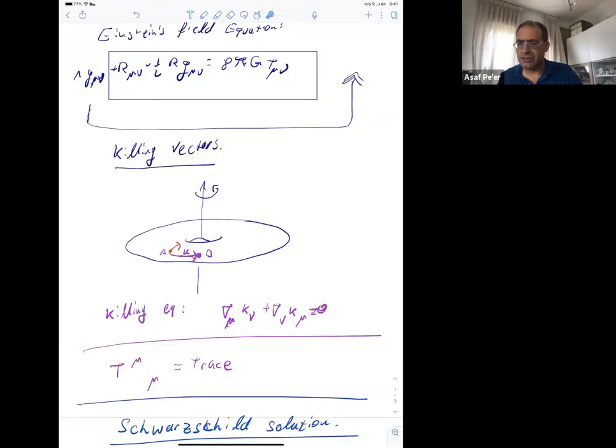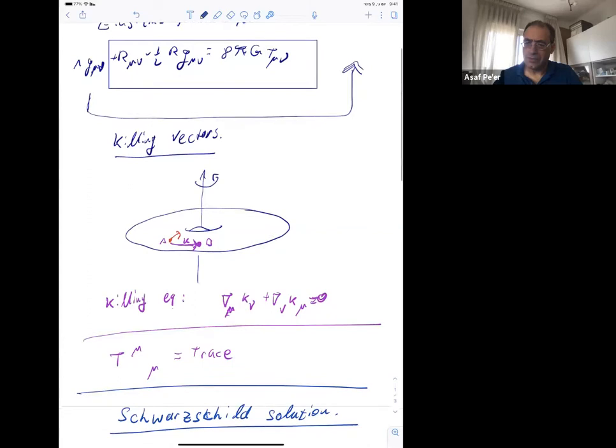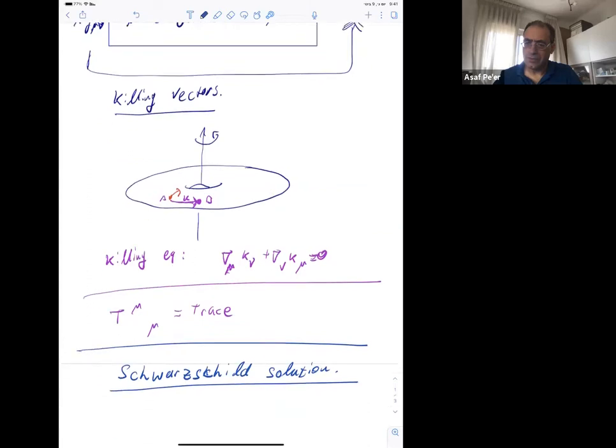The Schwarzschild solution is of the first type, namely, we are assuming it's in vacuum. So T mu nu is equal to 0. The right-hand side is equal to 0. It is by far, except possibly the Minkowski one, the most important solution known to Einstein's field equation.